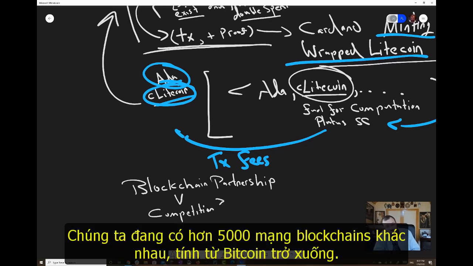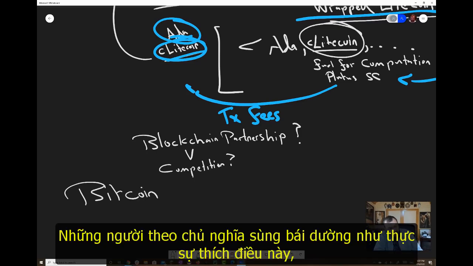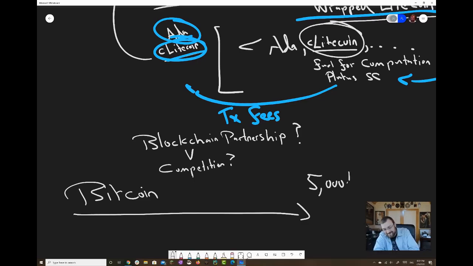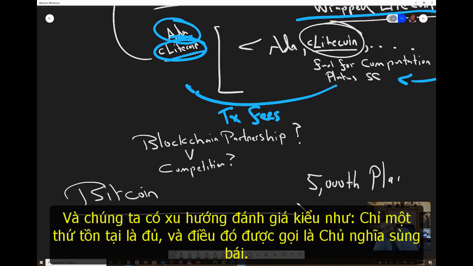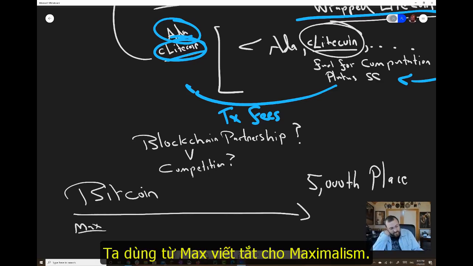Okay, so there's this question of, we have 5,000 plus blockchains floating around there, Bitcoin on down. Max Kaiser seems to really like that now these days. All the way on down to whatever is in the 5,000th place. And we tend to look at these things in zero-sum terms, where we say, oh, well, only one is necessary, and that's called maximalism. So we'll put max for maximalism, because Max Kaiser's max.